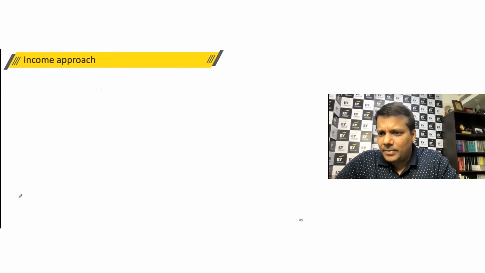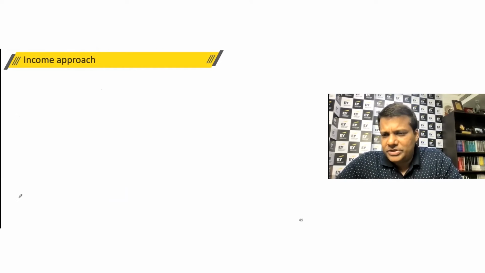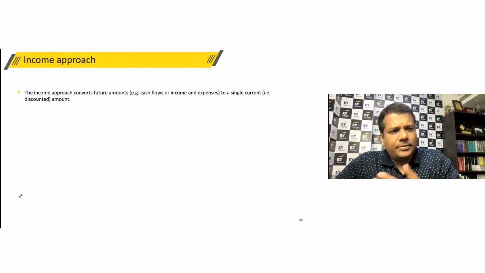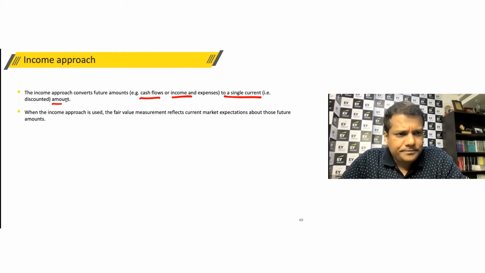Now let's talk about the income approach. We also see a lot of companies using the income approach to determine fair value, and the most commonly used income approach is the discounted cash flow approach. DCF is what it is called, and I'm sure a lot of you are familiar with DCF. The income approach converts future amounts, the cash flows or income and expense, to a single current amount, that's the discounted amount. When the income approach is used, the fair value measurement reflects current market expectations about those future amounts.